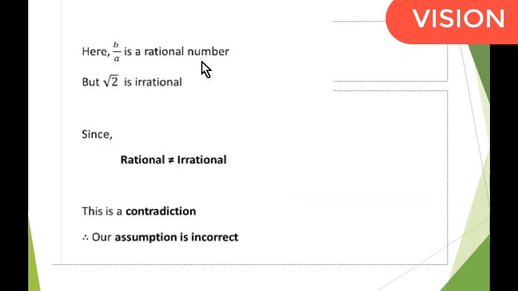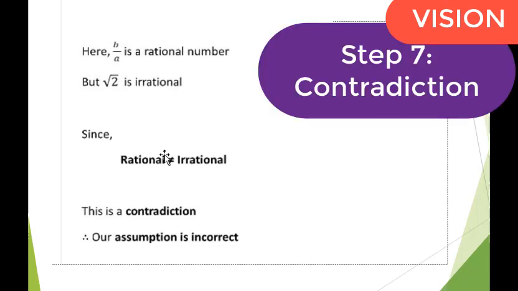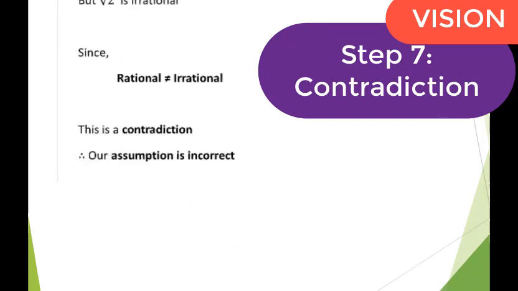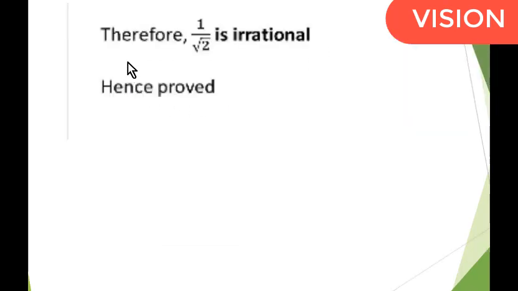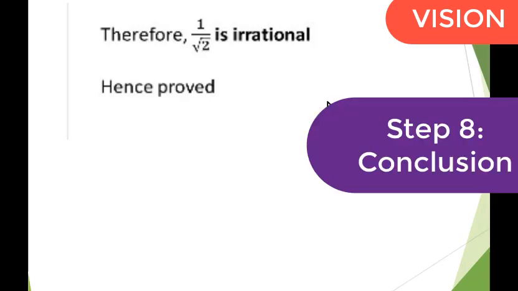Now b by a is a rational number, and root 2 is an irrational number. Here we can jump directly to the seventh step, that is the declaration of the contradiction. On the left hand side we have a rational number, that is b by a. On the right hand side we have root 2, which is irrational. So it is a contradiction. Since there is a contradiction, the assumption is incorrect. Now step 7 is finished. Step 8 is the conclusion part. Our assumption is wrong, therefore 1 by root 2 is an irrational number, hence proved. This is a little bit simple problem.